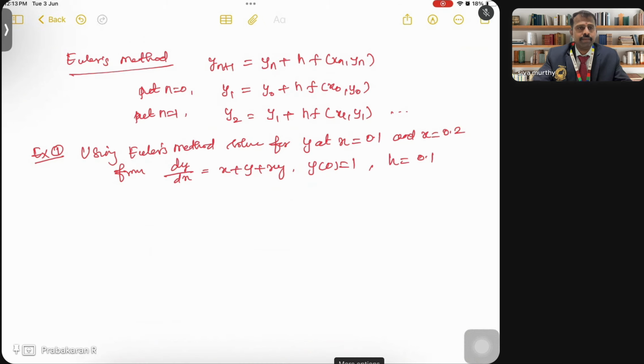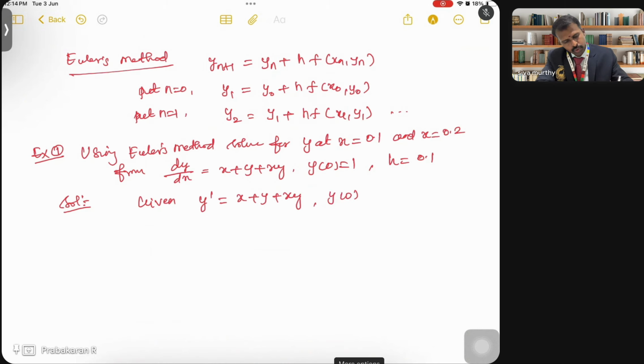Okay, so the given differential equation is y' = x + y + xy, right? This is our given differential equation. Then the initial value y(0) = 1, which means x0 = 0 and y0 = 1. Then h equal to 0.1 is already given.